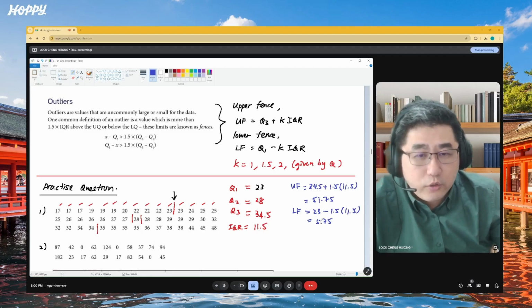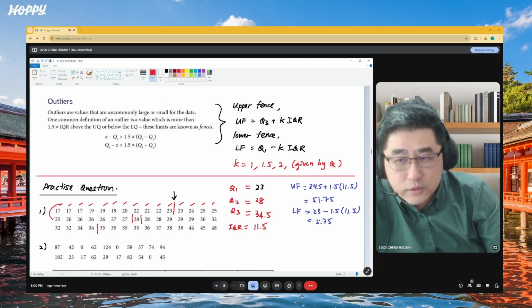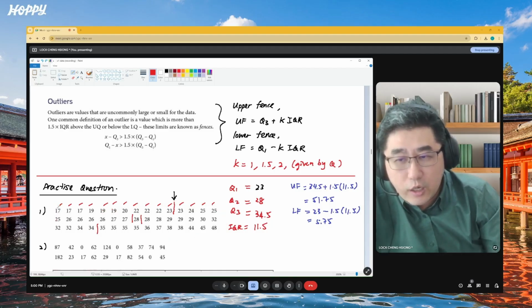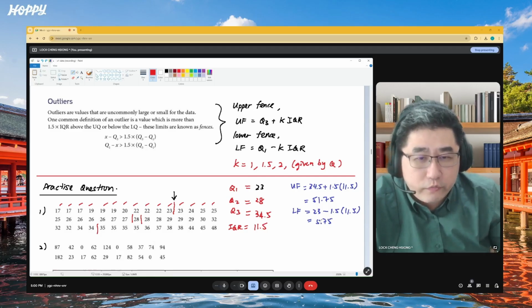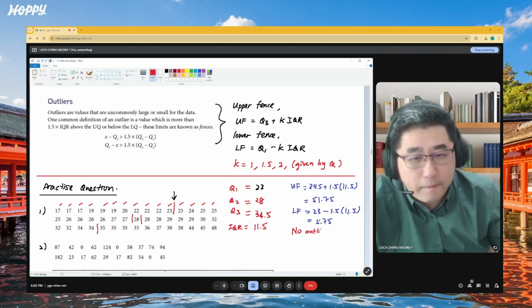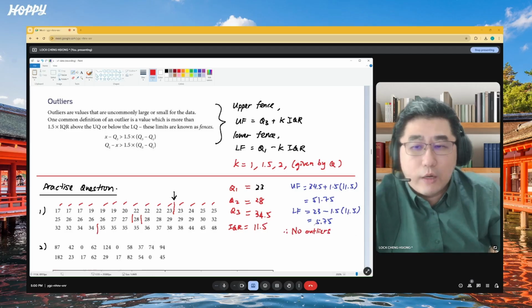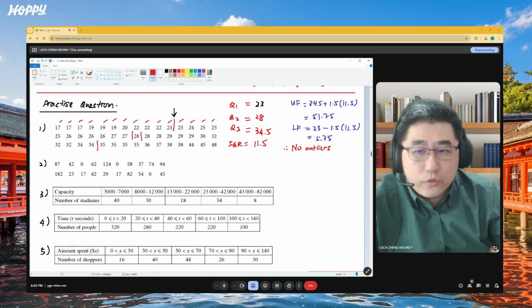Okay, so how do we actually interpret this number? You will see that for these 45 numbers, all are within 5.75 to 51.75. Therefore, no outliers. The conclusion will be no outliers for this set of data.